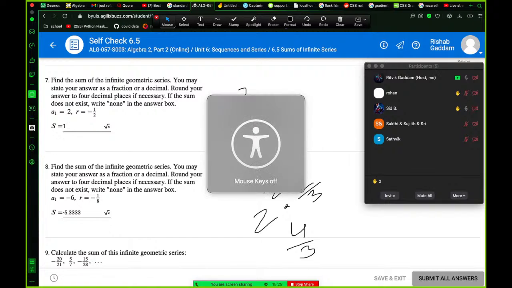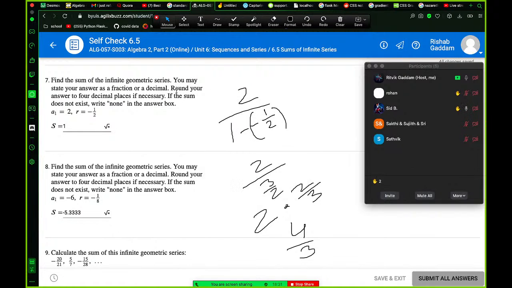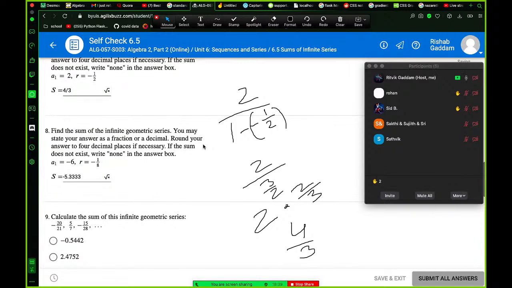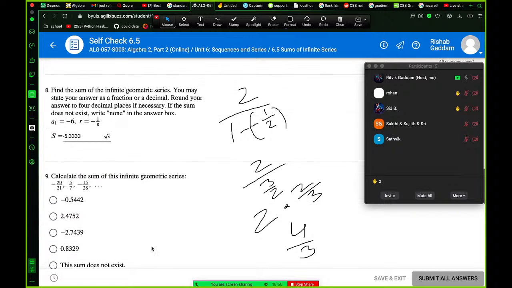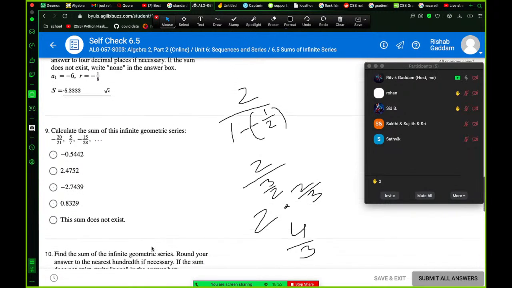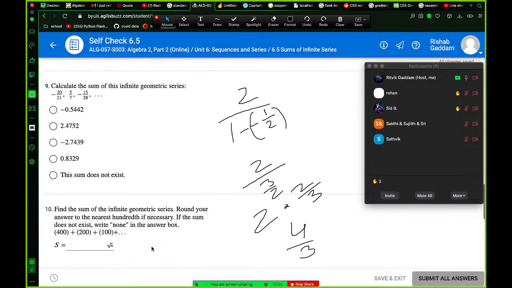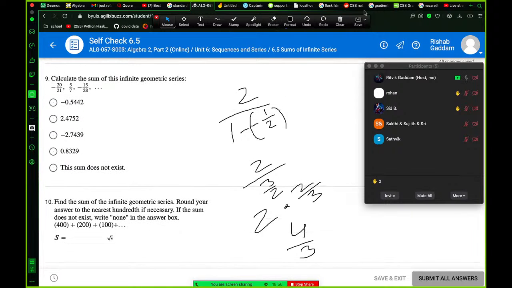Wait, do we have to? Because it says you may state your answer as a fraction or decimal. Oh, okay, yeah. You don't have to, I guess, then. Yeah, that's what I thought before. So yeah, Rohan, you don't have to. It said you may state your answer as a fraction or a decimal. Round your answer to 4 decimal places if necessary. So yeah, you don't have to put it as a decimal, I guess.